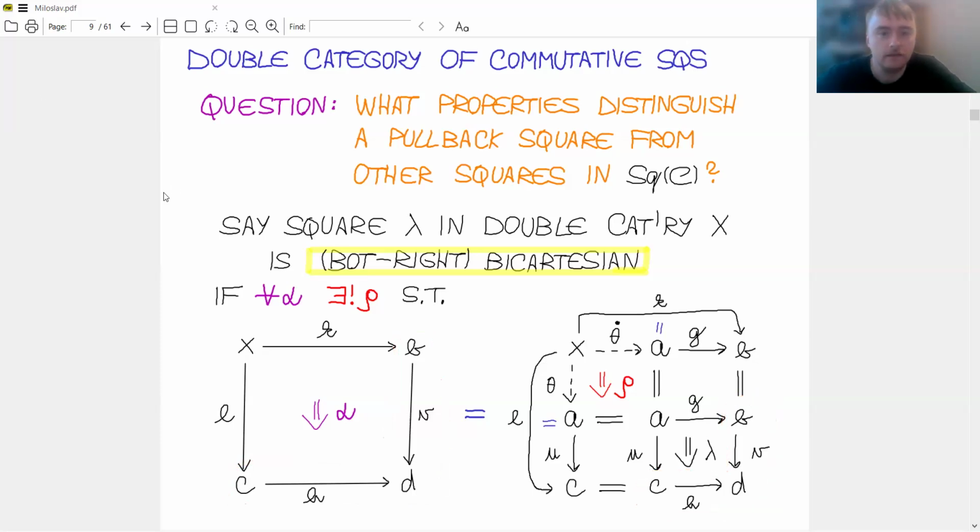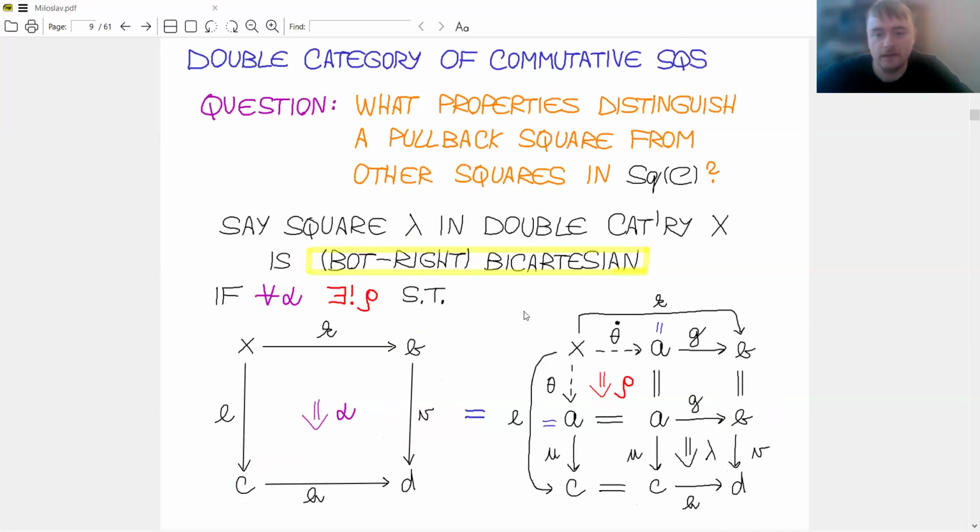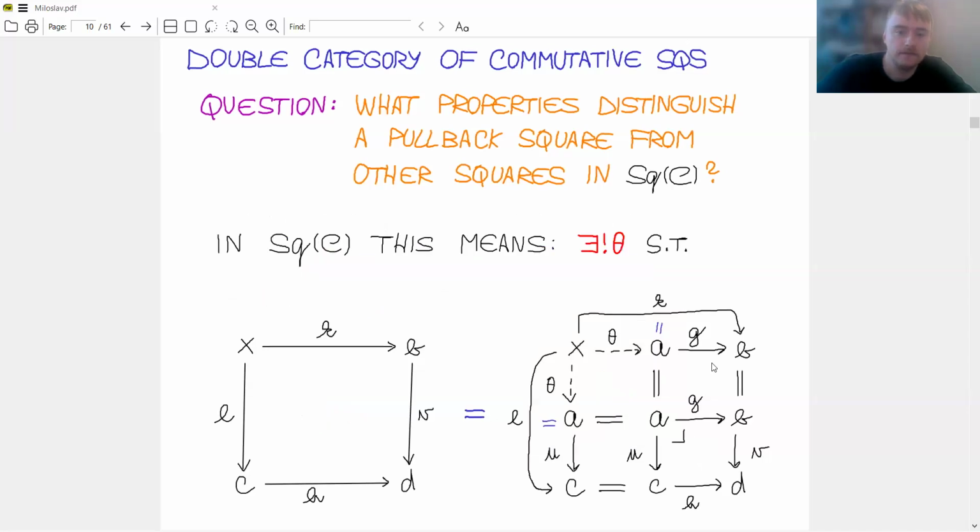And if you think about it, in the double category of commutative squares, this is precisely the pullback condition. Because in the double category of commutative squares, for any square of this form, it is automatically forced that this theta is equal to the theta that I decorated with bullet. Of course, in a general double category, vertical morphisms don't have to be the same as horizontal ones, so that won't be the case. But for commutative squares, this square forces them to be equal. And as I said, this reduces to just the ordinary property of a pullback square.